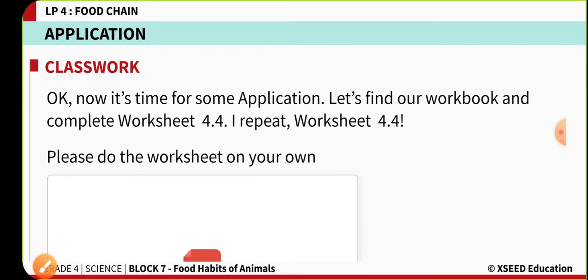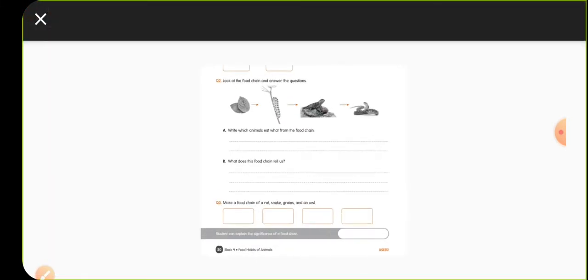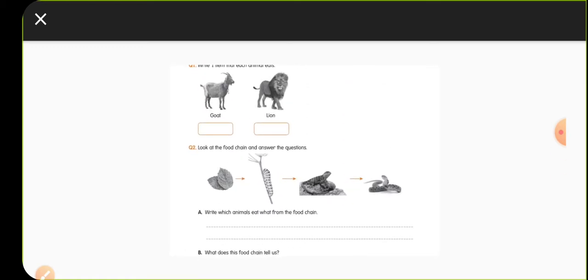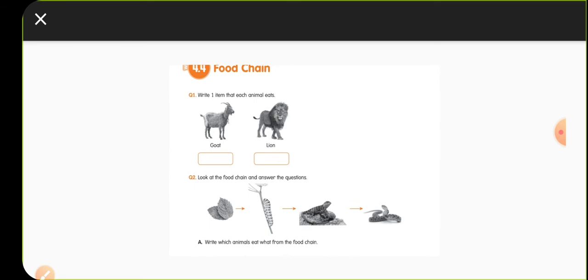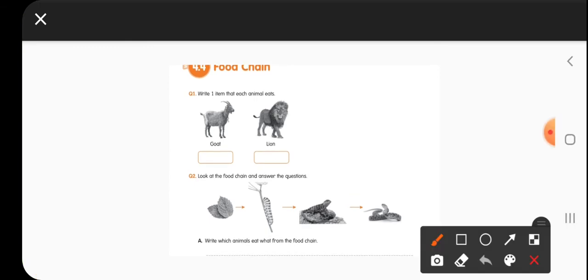So now you can even make your own food chains, children. Yes. Now let us open our worksheet. The first question from your worksheet is on page number 5 from the volume 2 worksheet book. The first question is, write one item that each animal eats. Here two animals are in front of you, a lion and a goat. A goat is eating grass, it is eating leaves. You can write any one you want. When it comes to your lion, it is eating flesh.